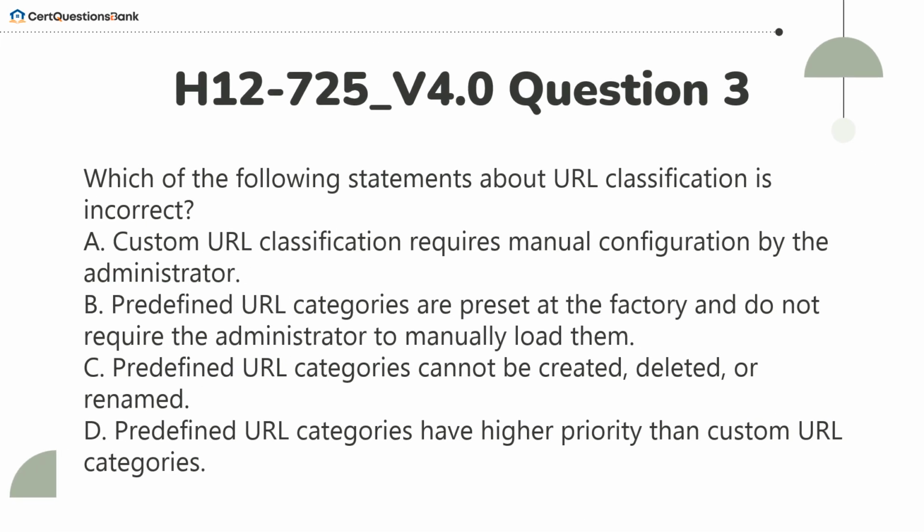Which of the following statements about URL classification is incorrect? A. Custom URL classification requires manual configuration by the administrator. B. Predefined URL categories are preset at the factory and do not require the administrator to manually load them. C. Predefined URL categories cannot be created, deleted, or renamed. D. Predefined URL categories have higher priority than custom URL categories.